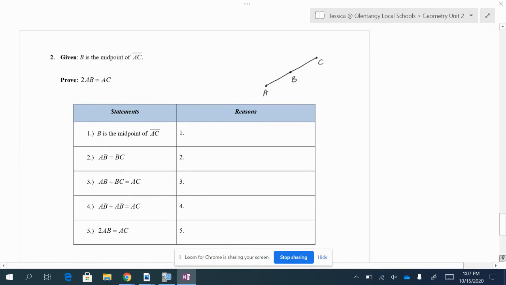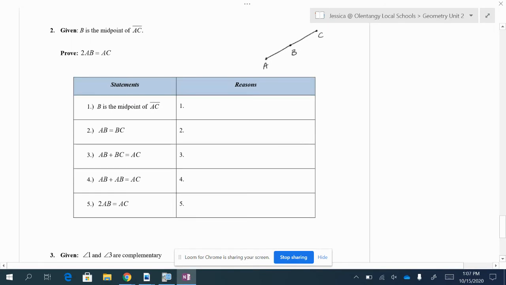Okay, so this one's a really good one. We are given that B is a midpoint. Recognize that midpoint is the halfway point of that segment. It cuts the segment exactly in half. So here B is a midpoint that is given.